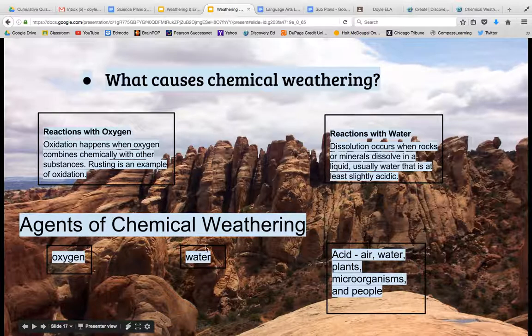We call these agents of chemical weathering. So in other words, these are three things that cause chemical weathering. Oxygen could cause chemical weathering, water could cause chemical weathering, and acid could cause chemical weathering. The acid could be from the air, from air pollution. It could be acid that's in water, or plants or microorganisms, which have acids in their roots. When I say acid, people think of burning poison, but acid could be a very slight acid. And also, we put a lot of pollution into the atmosphere, and that causes chemical weathering.